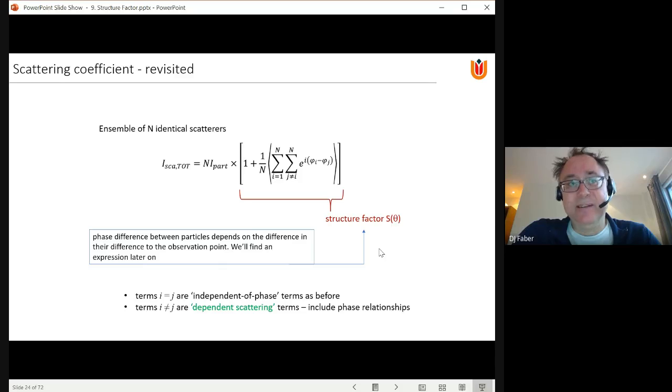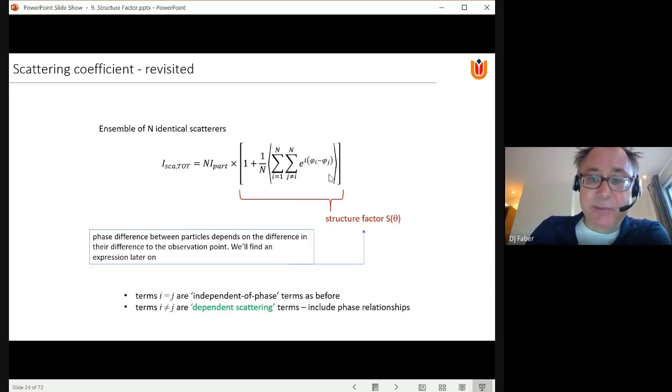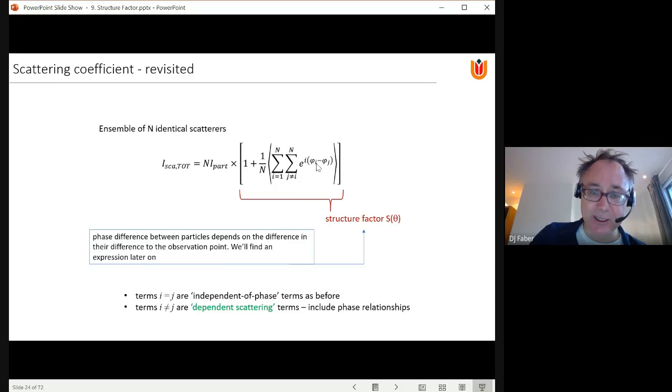That is basically the term that describes the deviation from the ideal situation where all the phase differences would cancel, the term outside the brackets, and this is kind of a correction term that accounts for interference effects. So it depends on the phase difference between the particles. That phase difference, as I announced, and as we'll see a little bit later on, will depend on the scattering angle, or the angle of observation theta. So this structure factor can be written as a function of theta.